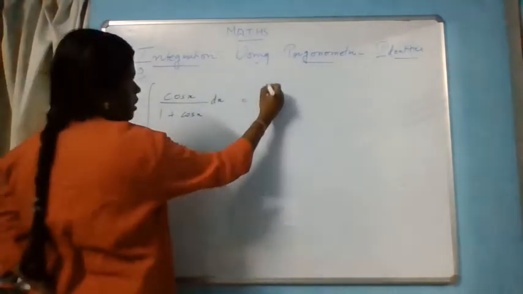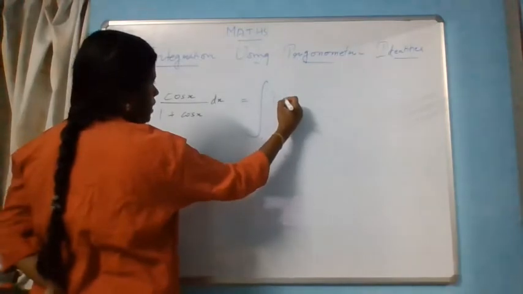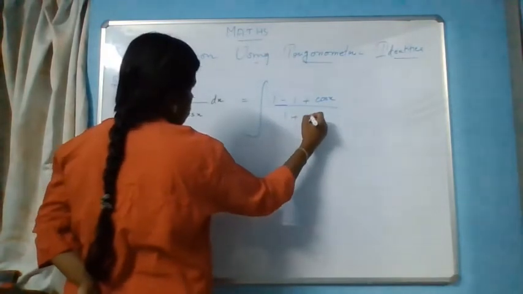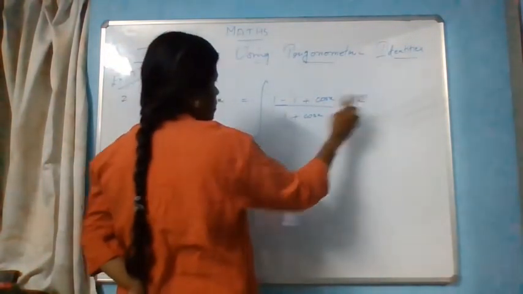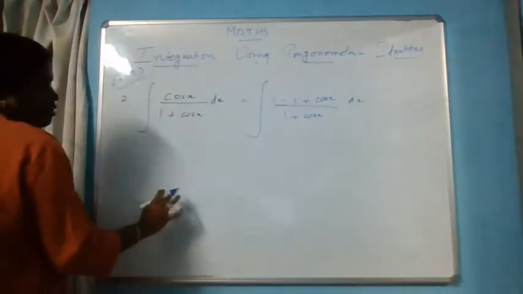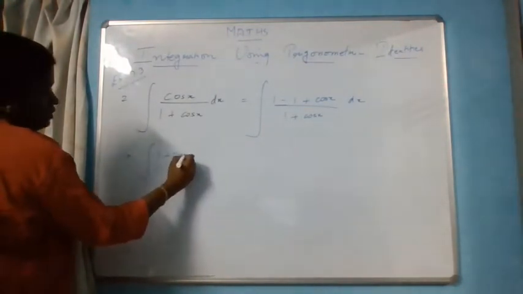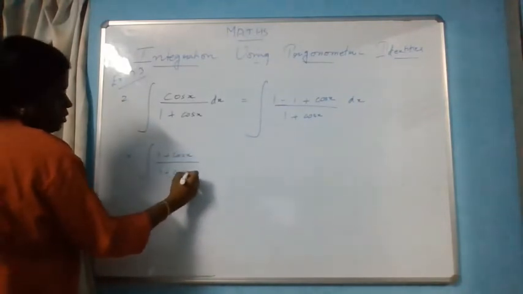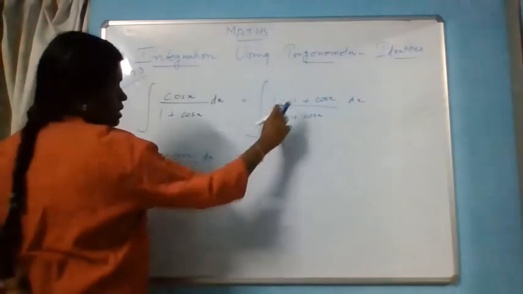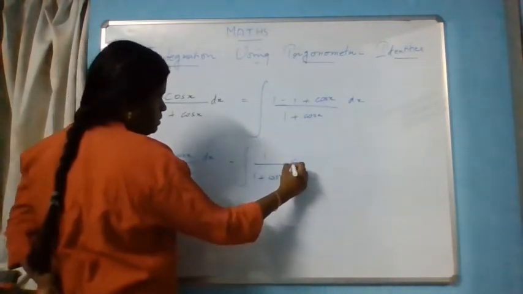So what I can do is add and subtract 1, because 1 is there in the denominator. So 1 minus 1 plus cos x by 1 plus cos x into dx. I am just adding and subtracting 1, which means I will be able to split it into 2 terms and simplify. So this can be rewritten as 1 plus cos x by 1 plus cos x into dx, taking out the 1 and cos x, and then with the minus 1, minus of 1 by 1 plus cos x dx.